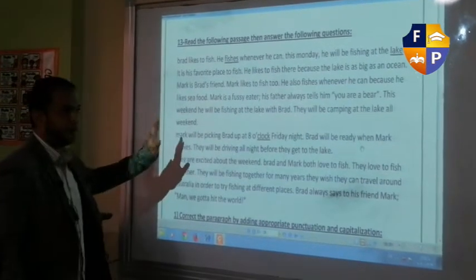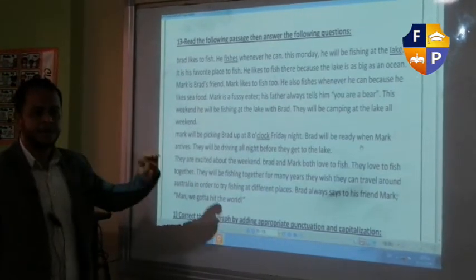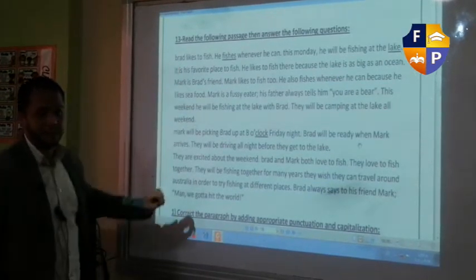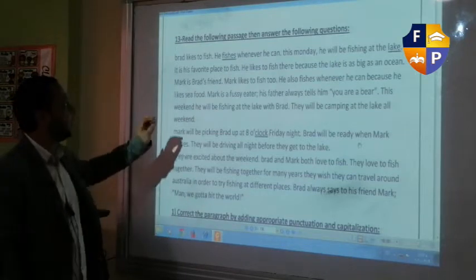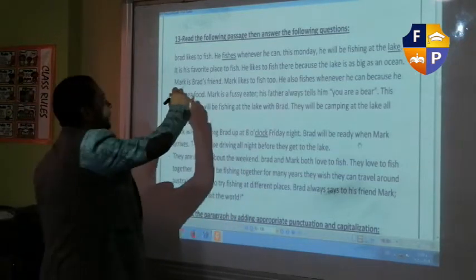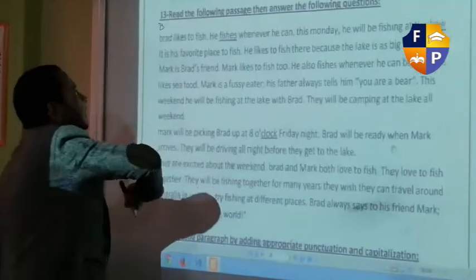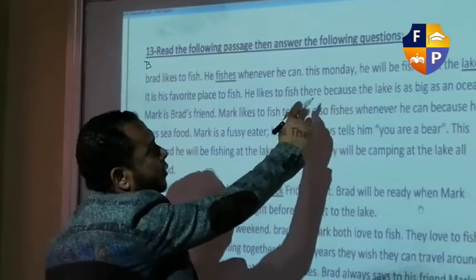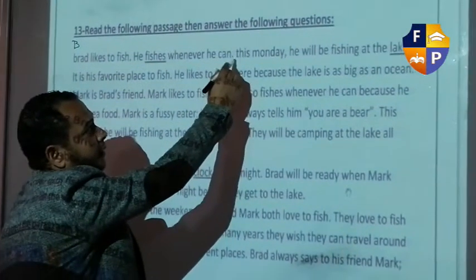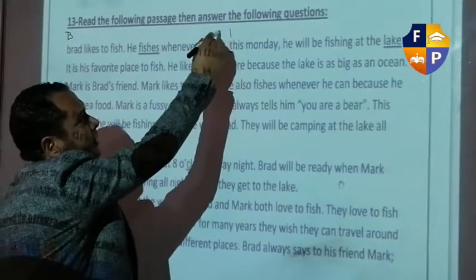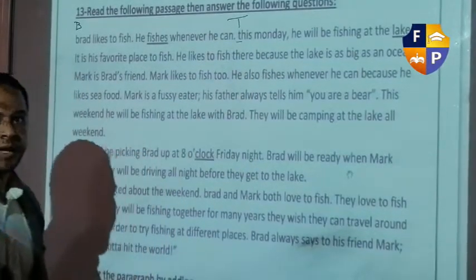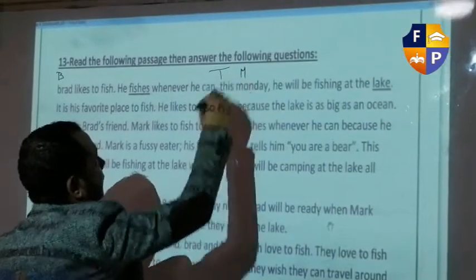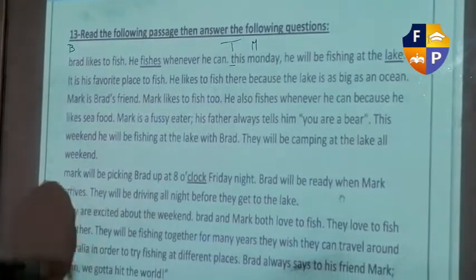I must correct them. Number one, we said before, when can we use capitalization or capital letters? Look at this word, Brad. This is at the beginning of the sentence. We said before, if we want to use a capital letter at the beginning of the sentence, it will be a capital B. Brad likes to fish. He fishes whenever he can. Look at this Monday. Of course, this is another sentence, so T will be capital T. Monday, we said before, if I'm talking about days of the week, I must use capital letters. So it will be a capital M. It will be fishing as a bit.